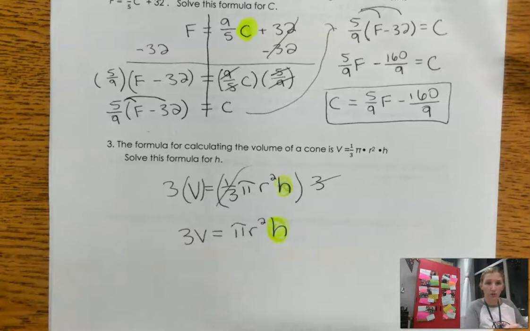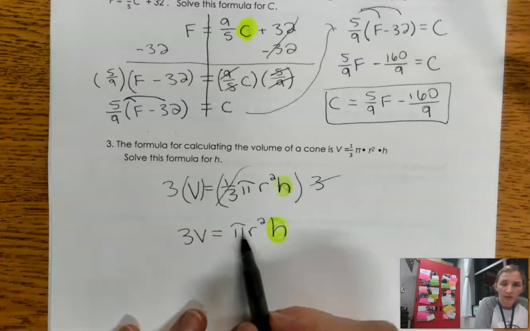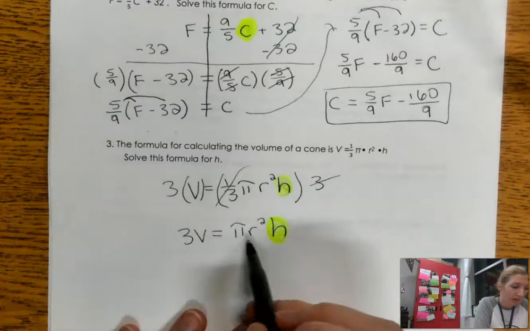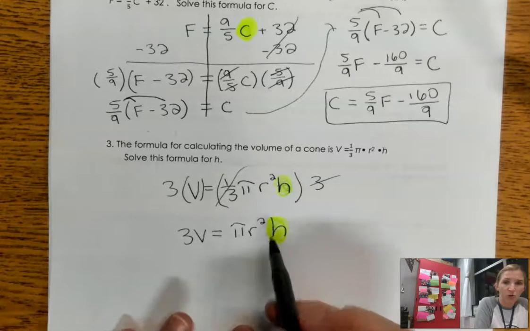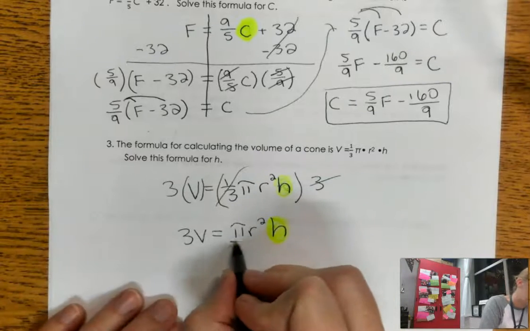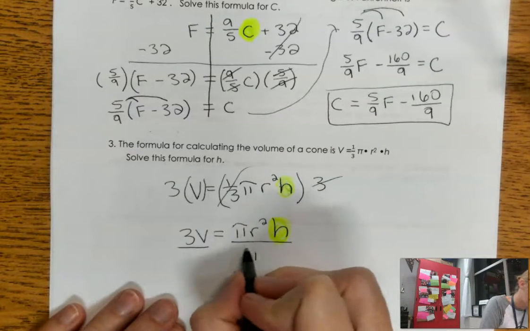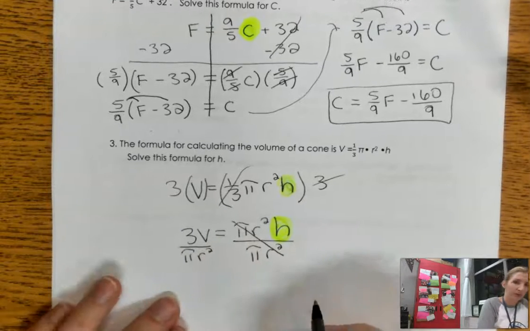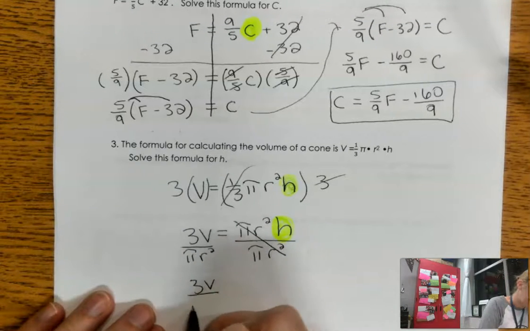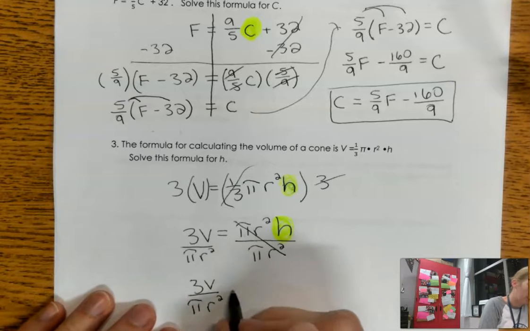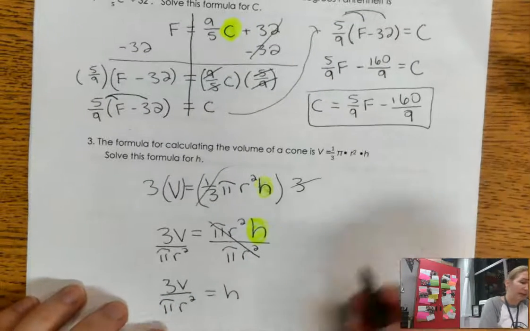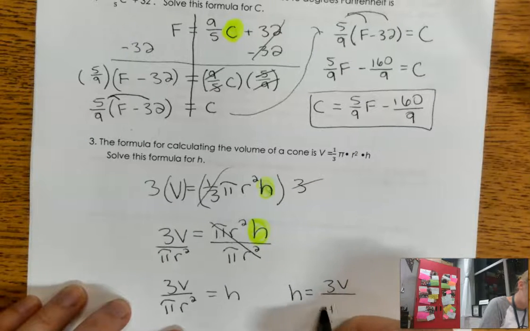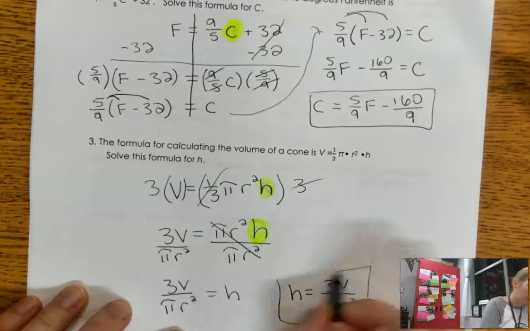Remember, h is what we're trying to solve for. And all I have left to do is get rid of the pi and the r squared. Remember, this is all one term, and I'm multiplying these two by h. The inverse operation of multiplication is division. So to cancel them out, I'm going to divide both sides by pi r squared. That will cancel those out. And I'm left with 3V over pi r squared is equal to h. And my last step will just be to write it with the variable first. So I'm just flipping the two sides of the equation.